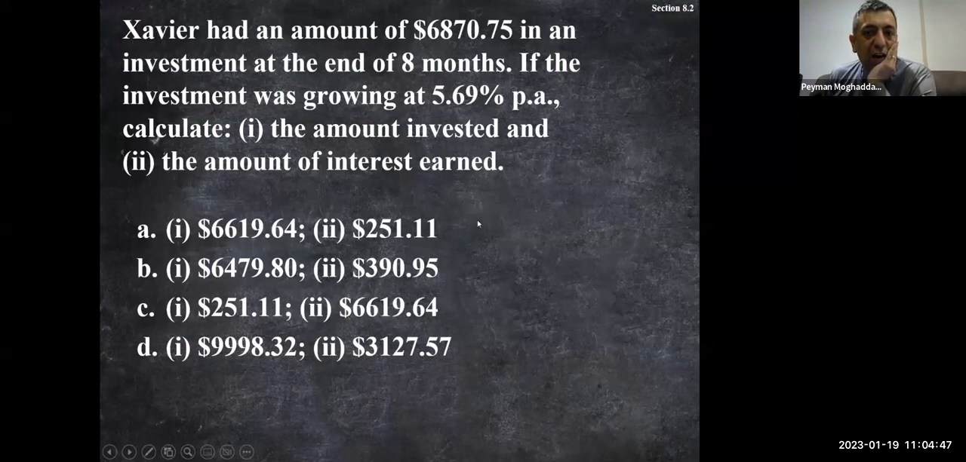I give you a few minutes for this as well. Javier has an amount of 6,870.75 in an investment at the end of 8 months. Okay. So he has this amount at the end of 8 months. Okay. Not at the beginning of the 8 months, at the end of the 8 months. And it means that this is a maturity value. Okay. At the end of 8 months. If the investment was growing at 5.69% per annum, calculate the amount invested, which is the principal, and the amount of interest earned, I. Okay, I'll give you a few minutes for this as well. I'm gonna do it myself in the calculator as well.